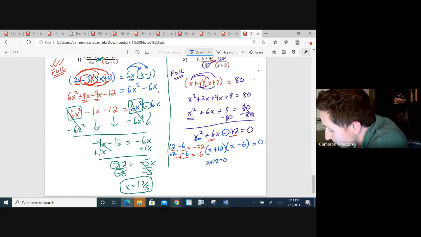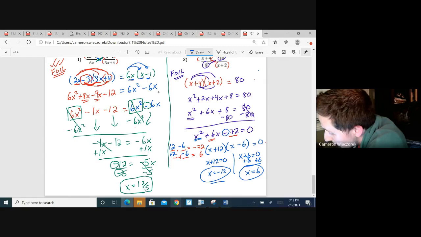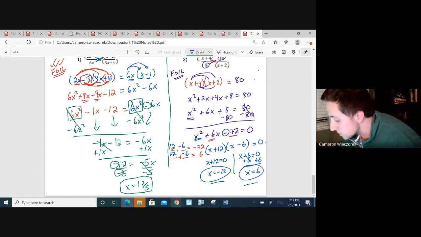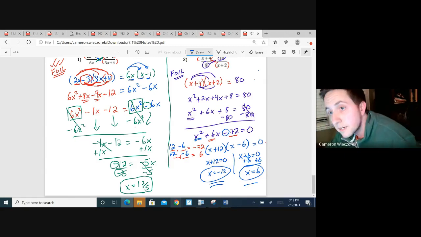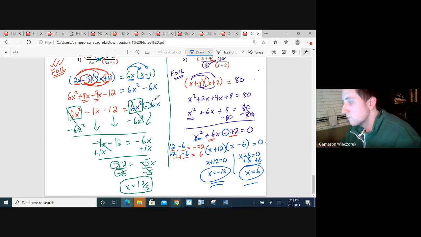If x plus 12 equals 0, then x equals negative 12. If the other factor, x minus 6 equals 0, add the 6 to the other side, x would equal positive 6. So 2 answers for that one. And we're not plugging in for angles or side lengths, so don't worry that you have a negative answer. This is kind of just an algebra problem right now for review. The geometry is coming soon to a math class near you.